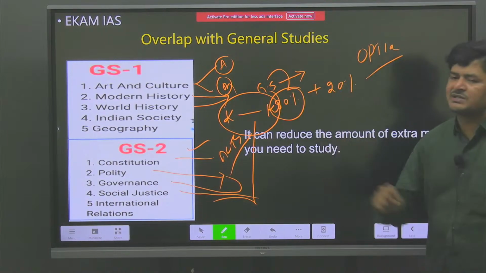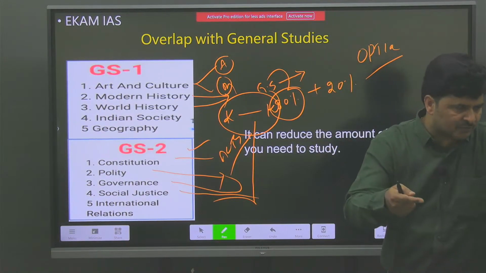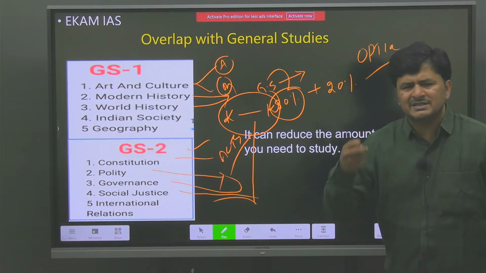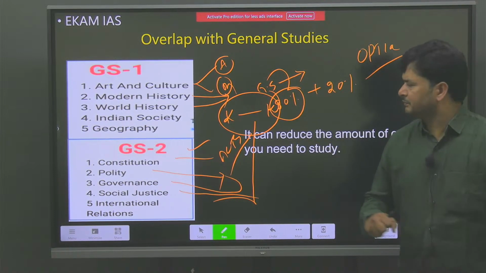So in a nutshell, history optional overlaps with general studies. When you go through the syllabus, which we have already distributed, go through the same components which we found in the optional.